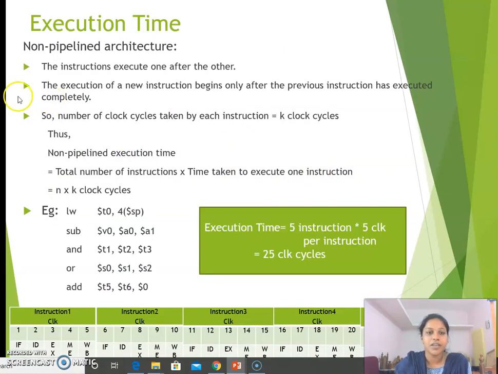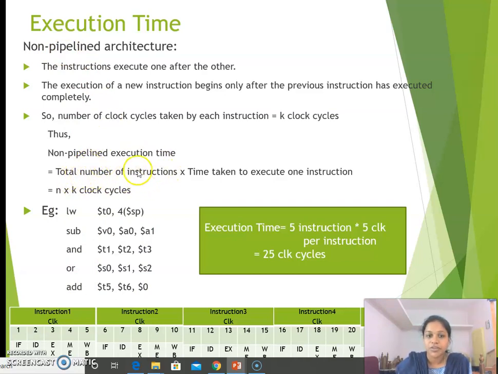Now let us move on to the calculation of execution time in pipeline and non-pipeline architecture, and we are going to calculate the speedup. What is the performance improvement we get in pipeline versus non-pipeline architecture? First, let us see the time taken for this program to complete in a non-pipeline architecture.